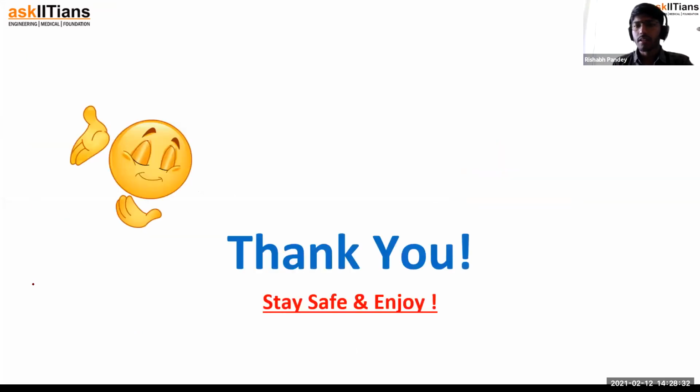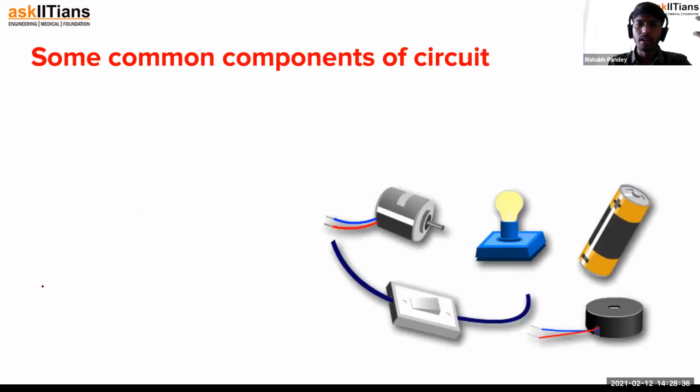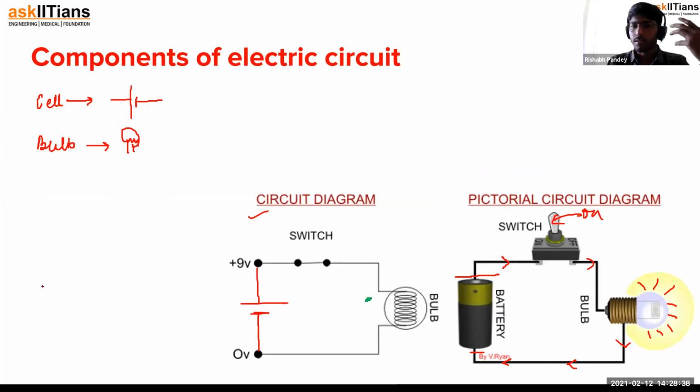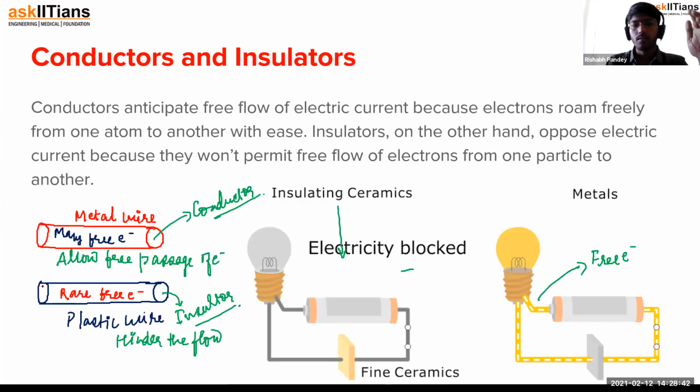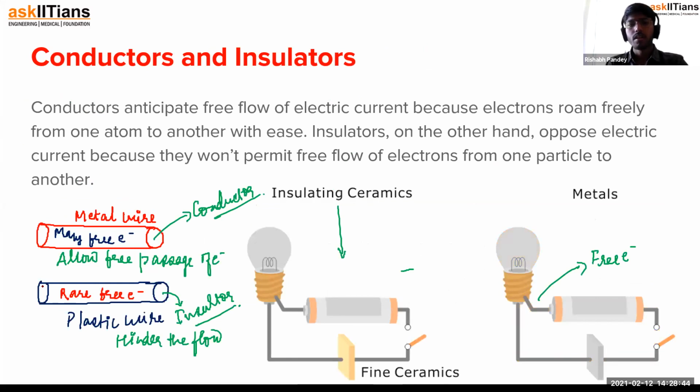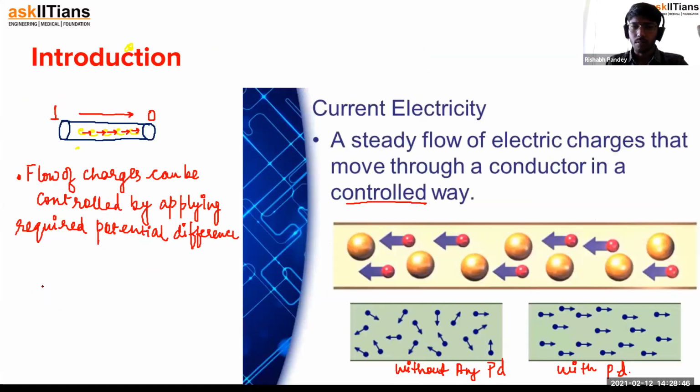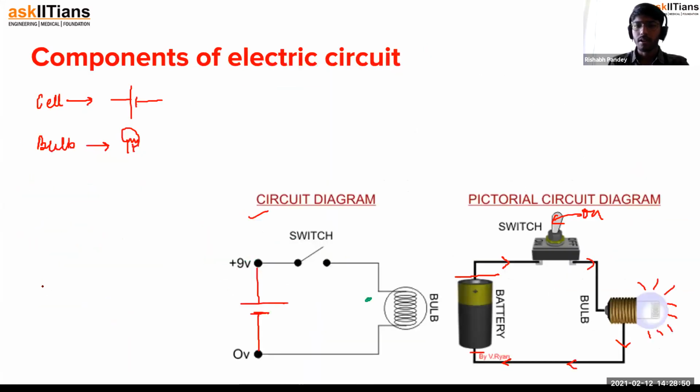So this was regarding the introduction to electric circuits. We studied the components, the circuit diagram, the symbols, what is current, and conductors and insulators. Then we had the introduction part. Please make sure that you are properly revising them.